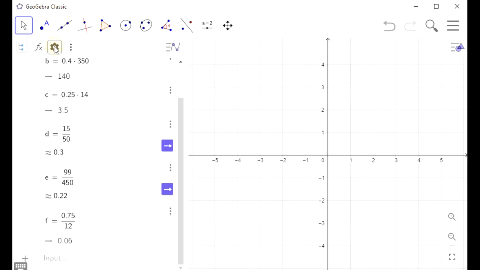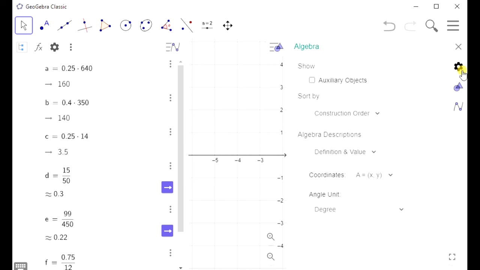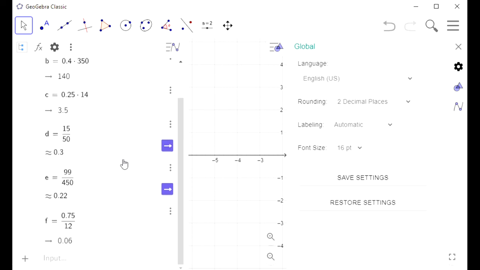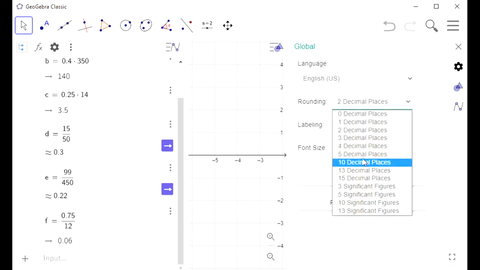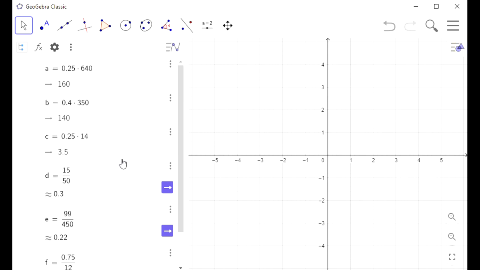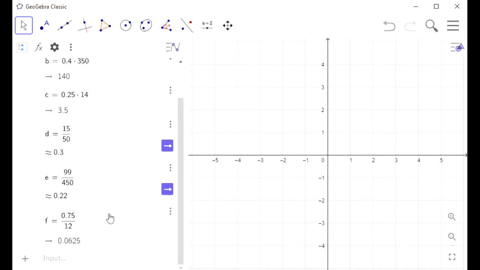Now, we want to be careful with rounding here. So if you haven't adjusted the rounding on GeoGebra, here it's rounding to 2 decimal places. I want more decimal places than this. So I'm going to open up the settings and change this to more decimal places for us. And we can see here that we get 0.0625. So we see our answer here, 0.0625.